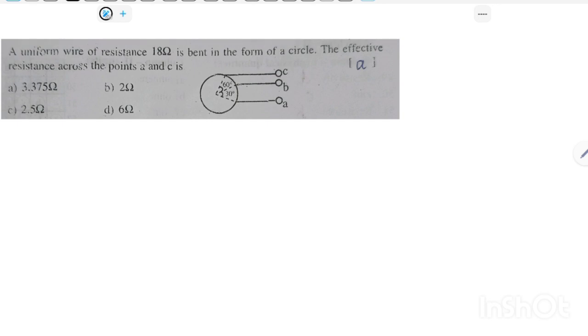So the question is, a uniform wire of resistance 18 ohm is bent in the form of a circle. Okay, so the effective resistance across the points A and C we want to find. Okay, so how can we do this type of problems? Let me do it. I am just drawing a circle.